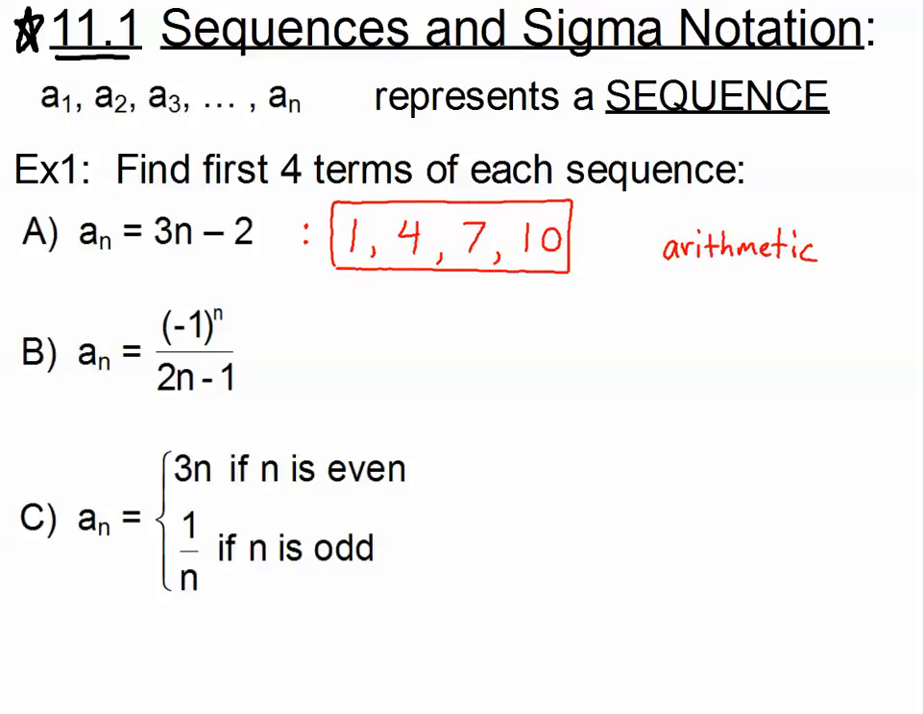The next sequence, we have a new rule. A sub n equals this. So we've got something going on in the numerator, and we've got something going on in the denominator. I'm going to put my colon, and let's list the first 4 terms. Same thing, we're going to plug in a 1, 2, 3, and 4.